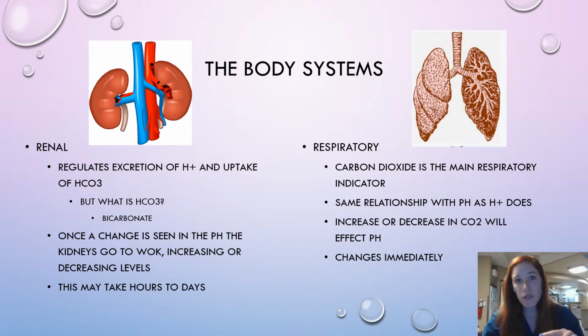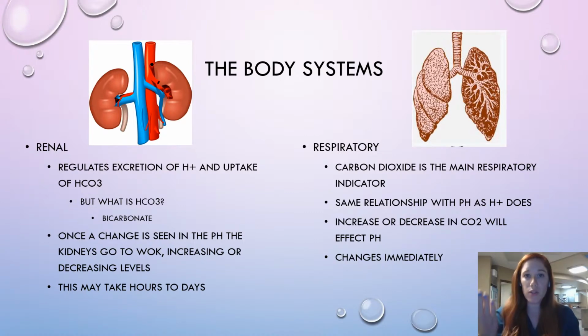So now let's kick over to the respiratory system, your lungs. Carbon dioxide is the main respiratory indicator, as we all know. We breathe out CO2. It has the same relationship with pH as hydrogen does. It's going to increase or decrease in CO2, and overall that's going to affect our pH. And the nice thing about that is because we can breathe off CO2 or hold in CO2, it's going to make a change immediately.